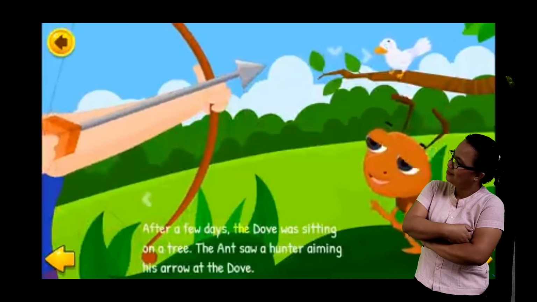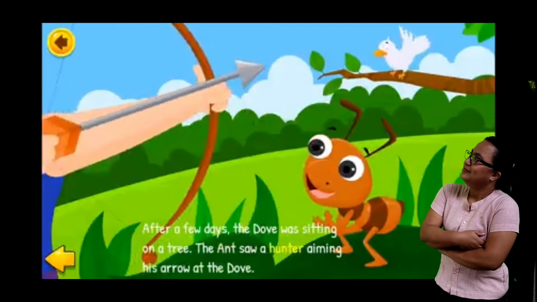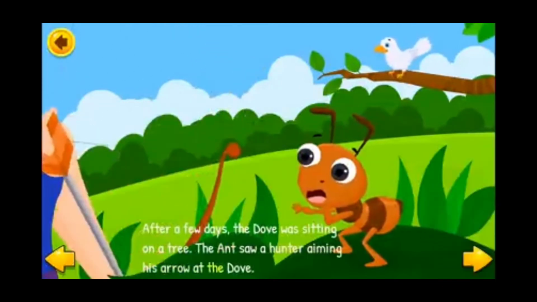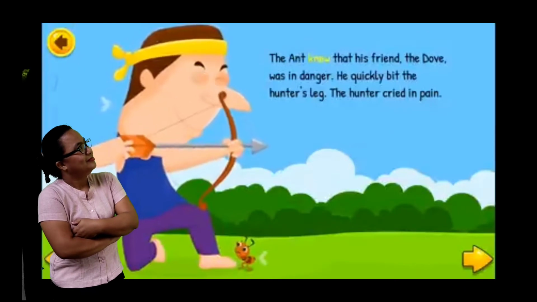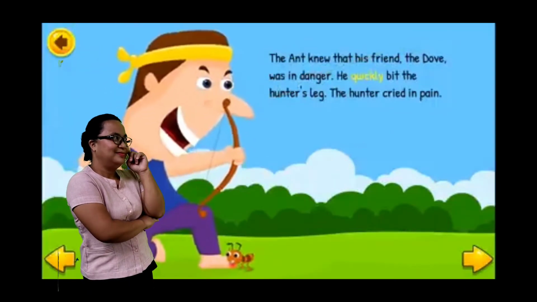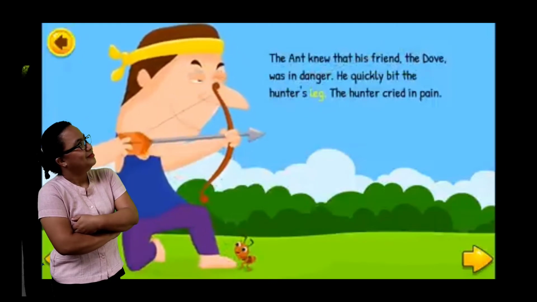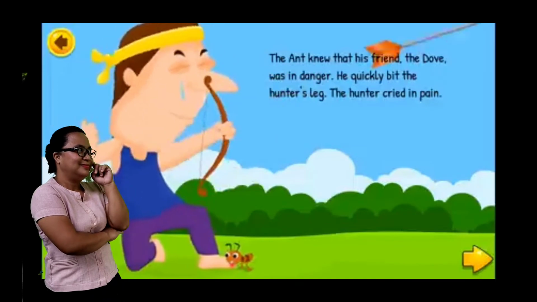After a few days, the dove was sitting on a tree. The ant saw a hunter aiming his arrow at the dove. The ant knew that his friend the dove was in danger. He bit the hunter's leg. The hunter cried in pain. "Ouch!"